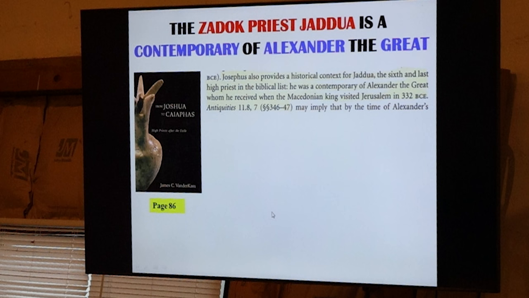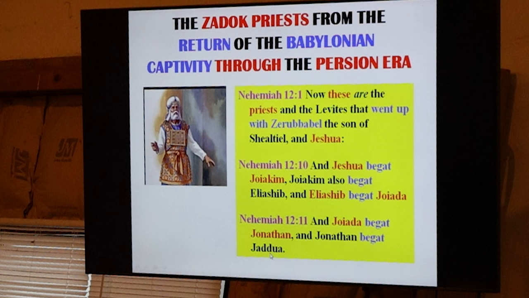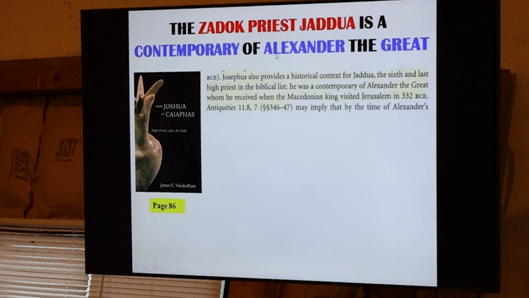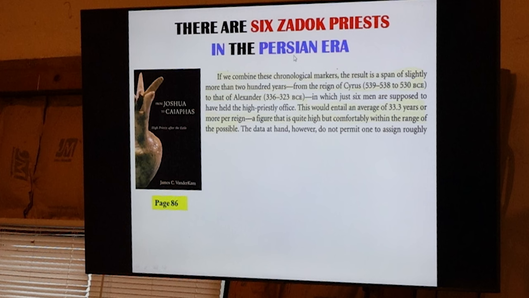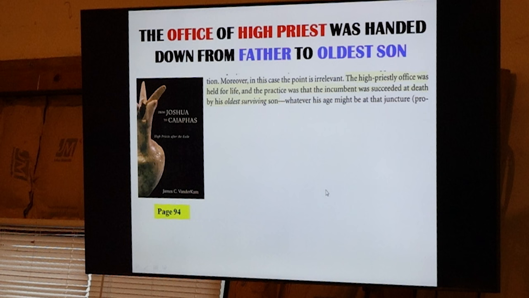So the Zadok priest Jadua, who's that? That's the last one here. According to Josephus, he was a contemporary of Alexander the Great. And so there's six Zadok priests of the Persian era. We count these, you'll have six. And of course, we know the office was handed down from father to oldest son.